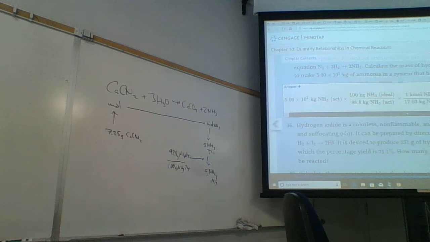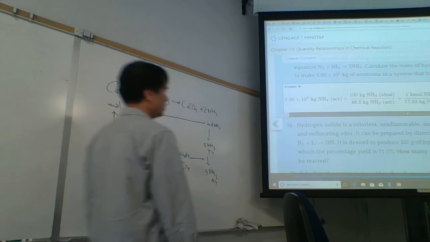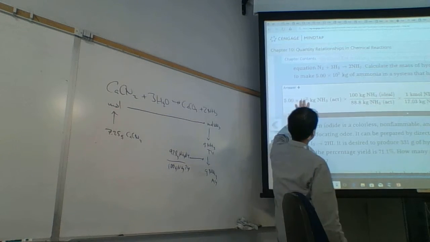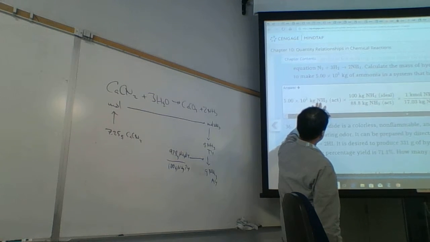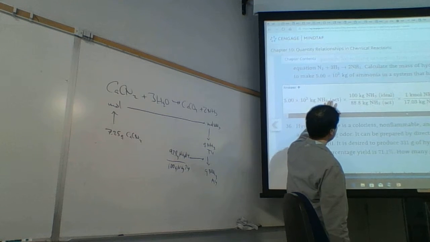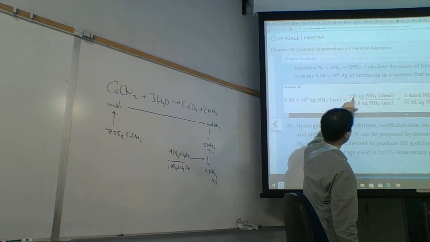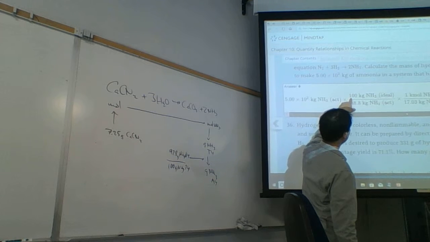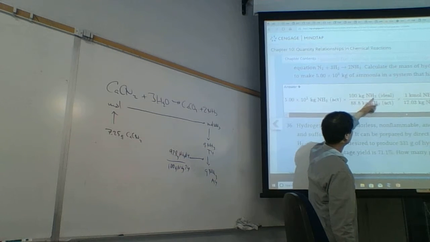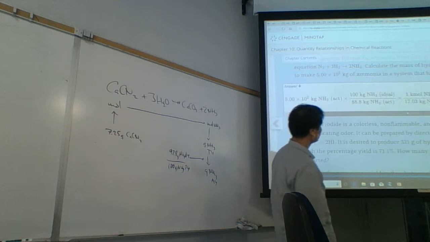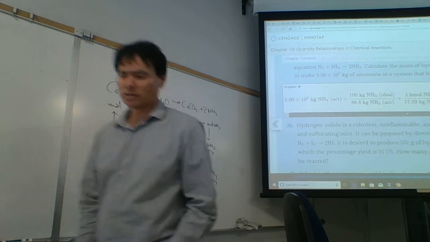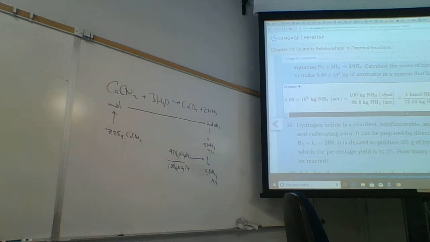So this is what they did. Your book likes to keep it in kilograms. I like to go to grams. They're saying, if we want this many grams actual yield, they call it ACT actual yield. I call it AY. They want this many kilograms of actual yield, then they better be prepared to make more than that. So this is how much more. For every 100 kilograms of ideal or theoretical, they are only going to net 88.8 kilograms of actual. And then it goes into the stoichiometry. The stoichiometry is theoretical.